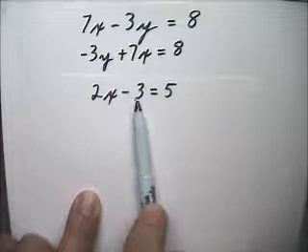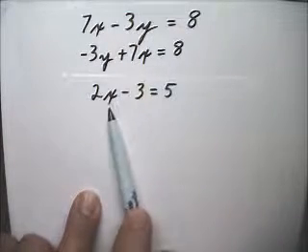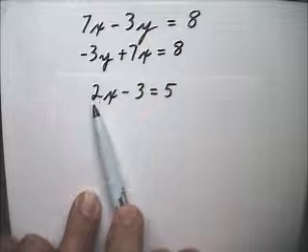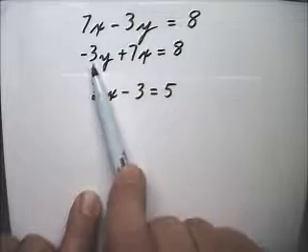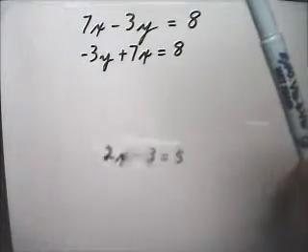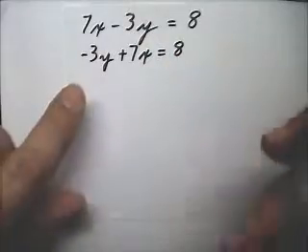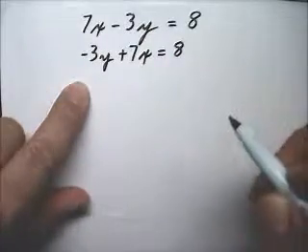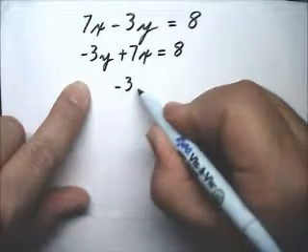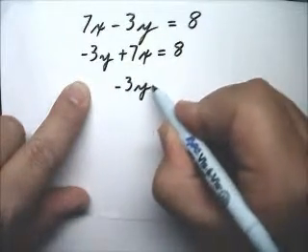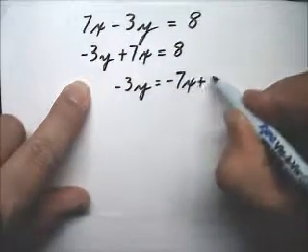So the same way I plus 3 to both sides, similarly I'm going to minus 7x to both sides, and then the last step of this equation is to divide by 2, and the last step of this one is going to be to divide by negative 3. So I will minus 7x to both sides, and I end up with minus 3y equals minus 7x plus 8.